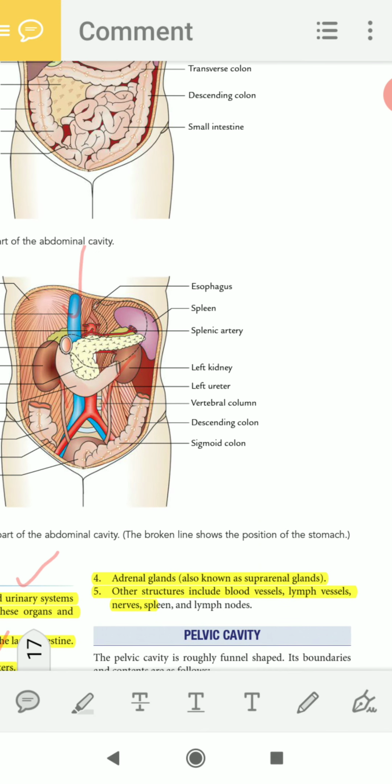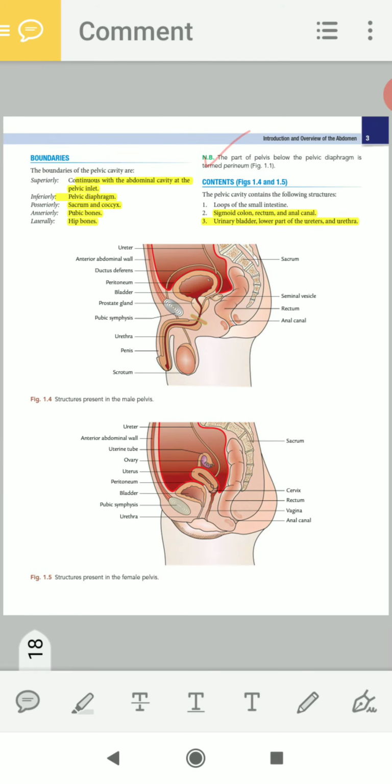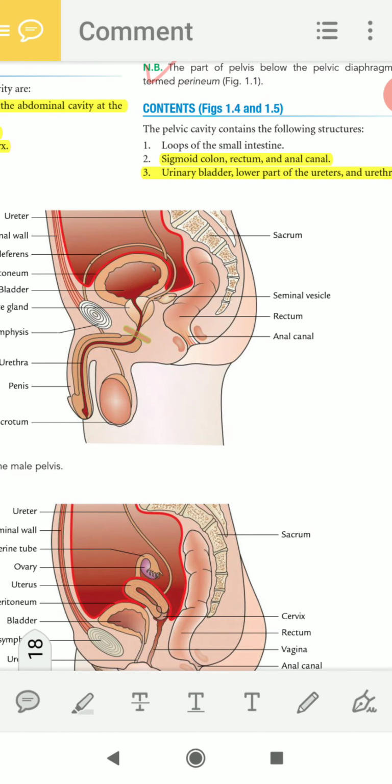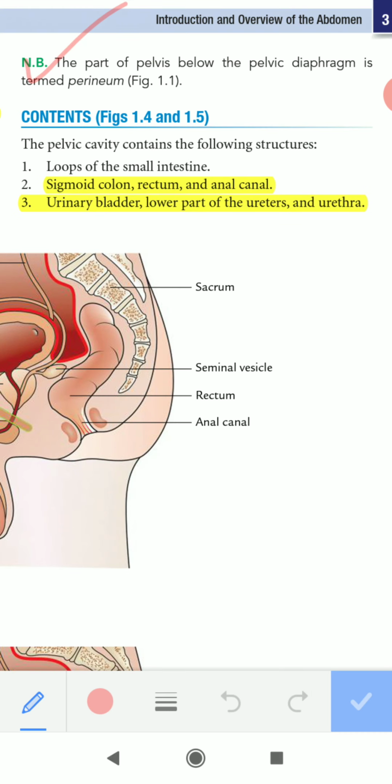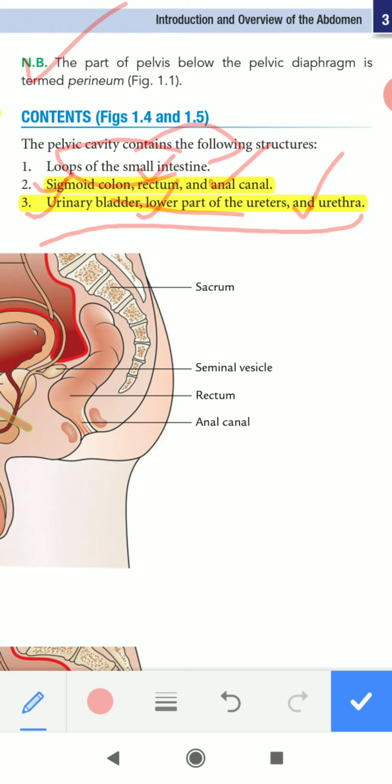So these are the contents of the abdominal cavity. And specifically, what are the contents of the pelvic cavity? Within the pelvic cavity lies the urinary bladder, lower part of the ureter, urethra, rectum, anal canal, sigmoid colon, and some loops of the small intestine also. So, more specifically within the pelvic cavity: urinary bladder, ureter, urethra, sigmoid colon, rectum, anal canal. This will be the answer.